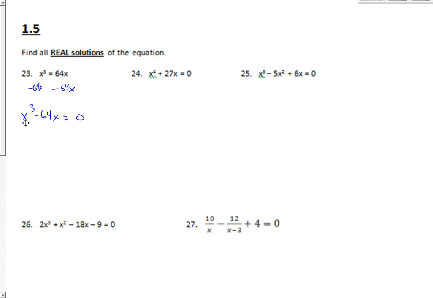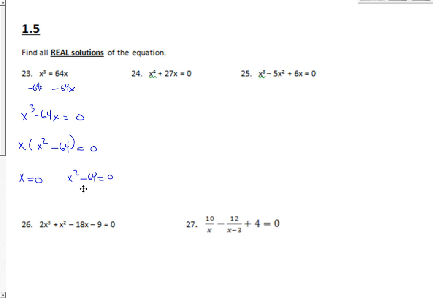Now we want to factor these. So I have a common x in both terms, so I'm going to factor out x. That gives me x times x squared minus 64 equals 0. Now that I have factors, I can set each factor equal to 0. So x is equal to 0, and also x squared minus 64 equals 0.